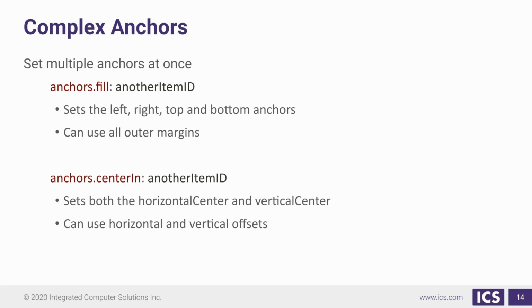Now, the same applies if we're going to try to center item B in item A. Normally, without using anchors.centerIn, we would want to set the horizontal and vertical center of item B to be the same as item A. But we can instead use centerIn, and we can do this by simply telling item B to be centered in item A by writing anchors.centerIn: itemA. Just like the fill anchor, the centerIn is also going to take an ID of the item that you want to center in. Now, with these complex anchors, the rule that the target must still be a parent or sibling still applies here.